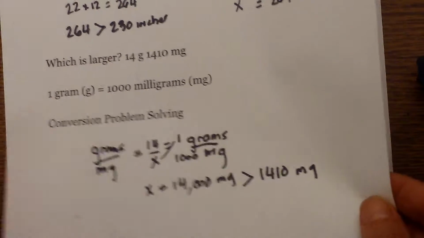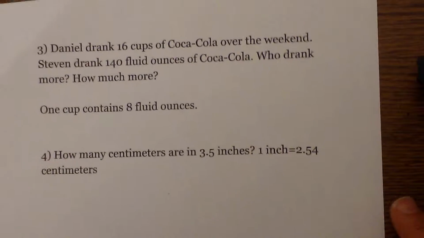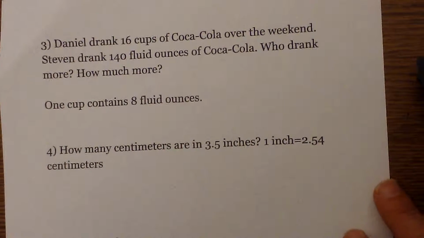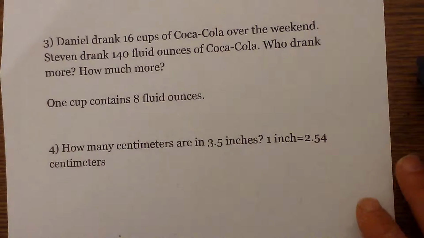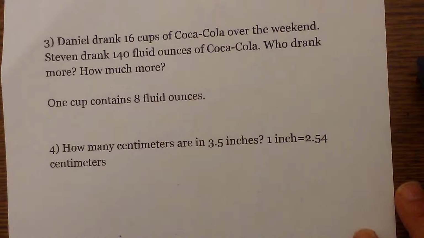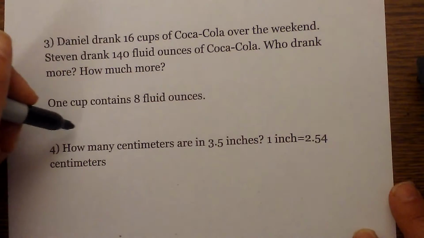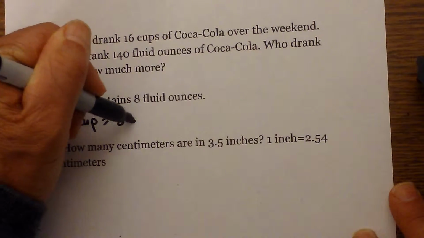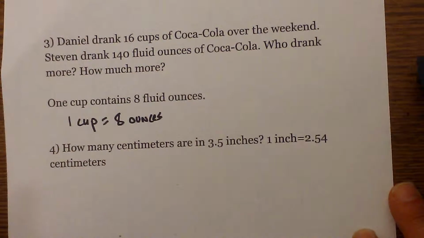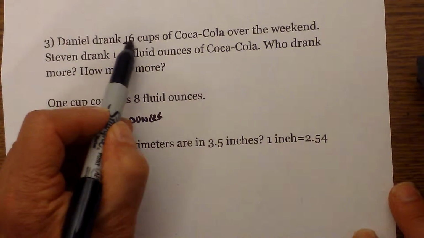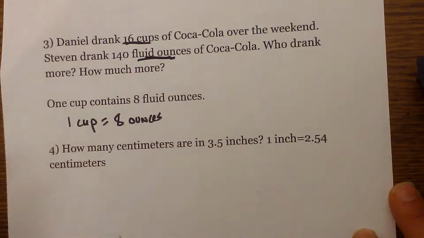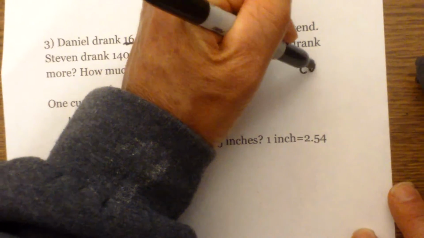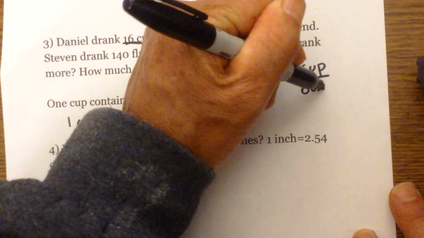And finally, our last one is this. Daniel drank 16 cups of Coca-Cola over the weekend. Stephen drank 140 fluid ounces of Coke. Who drank more? How much? 1 cup is equal to 8 fluid ounces. So the first thing we need to do is convert the cups to ounces. So I'm going to put cup over ounces.